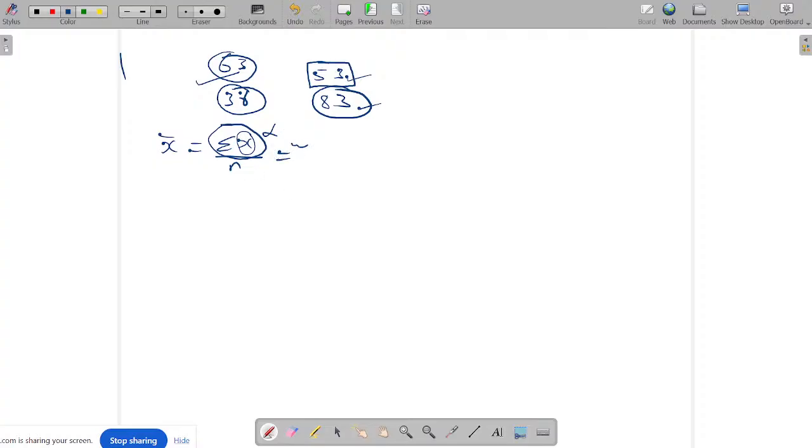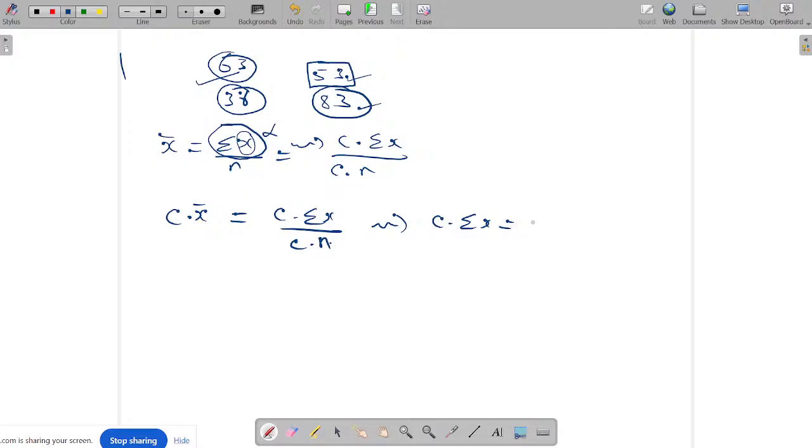If I correct this numerator, and if I enter the correct n, then I'll get the correct x bar. Is it okay? So correct x bar is equal to correct summation x by correct n. We need to find the correct summation x. How we find the correct summation x is: wrong summation x minus the wrong observation, and you add the correct observation. Let me go for a problem.